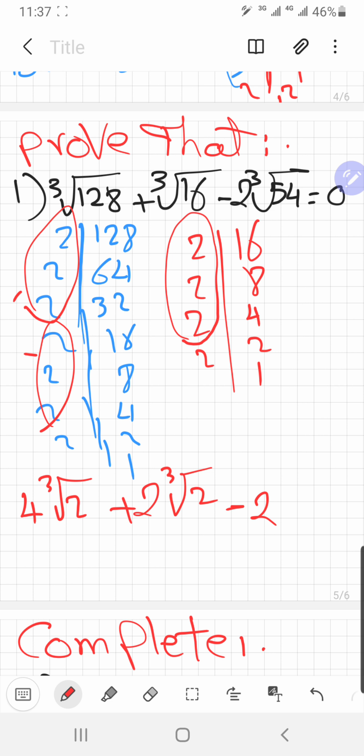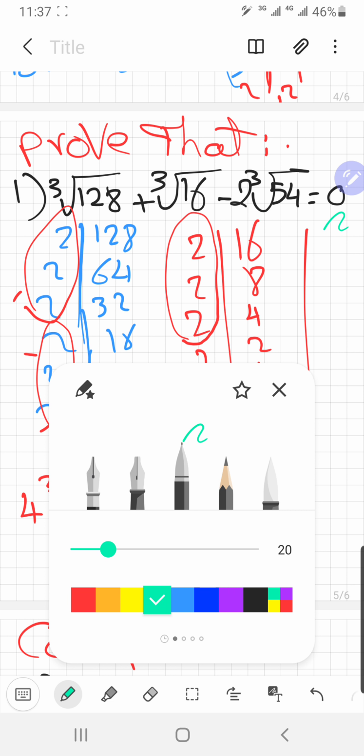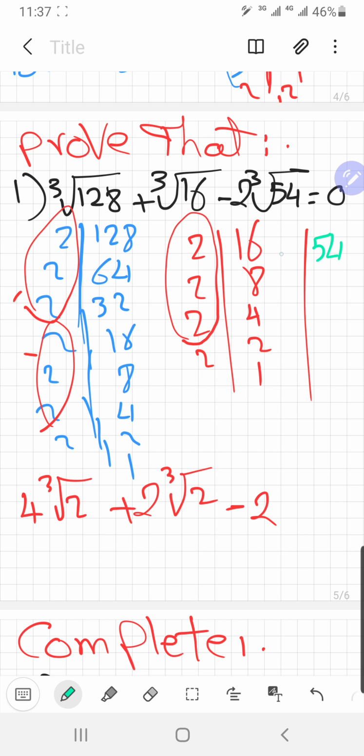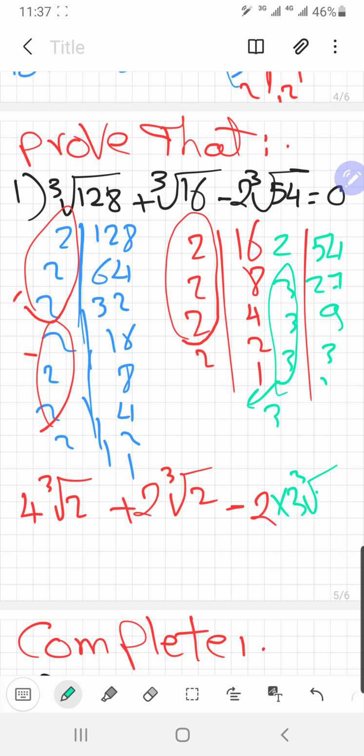What about cubic root 54? Make it also cubic root. 54 divided by 2, the answer will be 27. 27 divided by 3 is 9. 9 divided by 3 is 3, 3, then 1. So what is the number which is repeated 3 times? Yes, I write it just only 1 time. So it will be 2 times 3 cubic root 2.